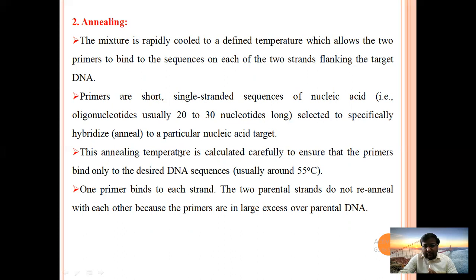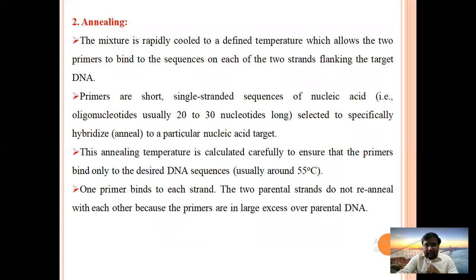This annealing temperature is calculated carefully to ensure that the primers bind only to the desired DNA sequence, and the temperature is 55 degrees Celsius. One primer binds to each strand. The two parental strands do not re-anneal with each other because the primers are in a large excess for parental DNA.